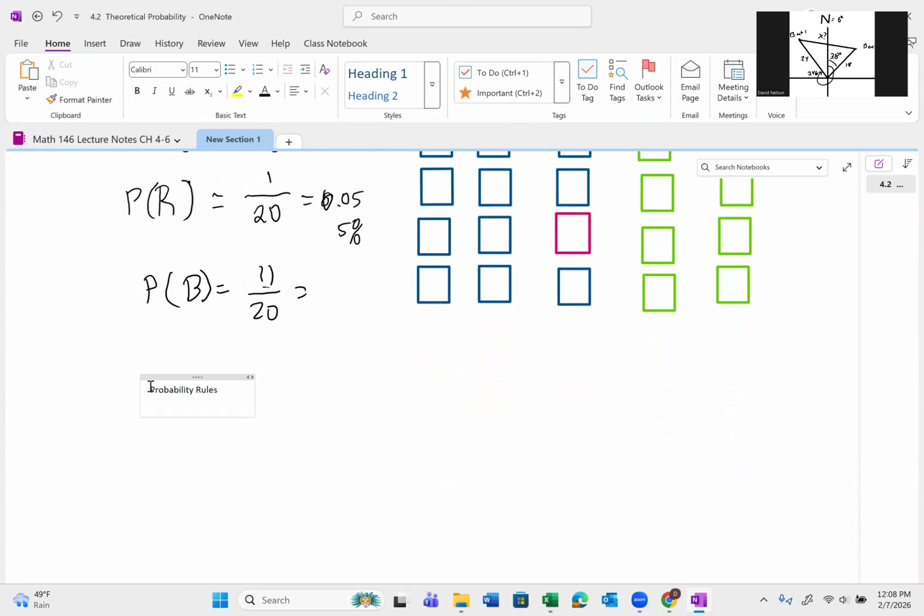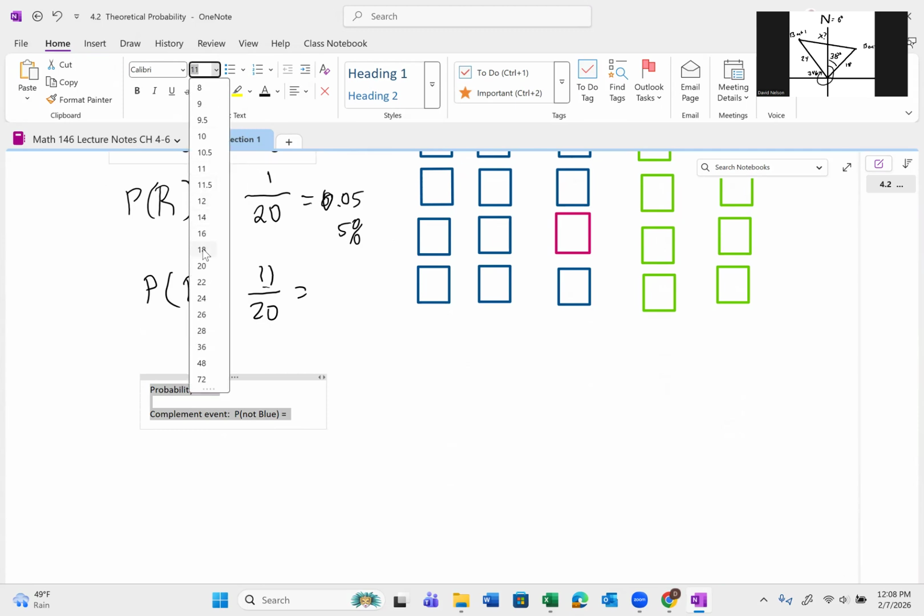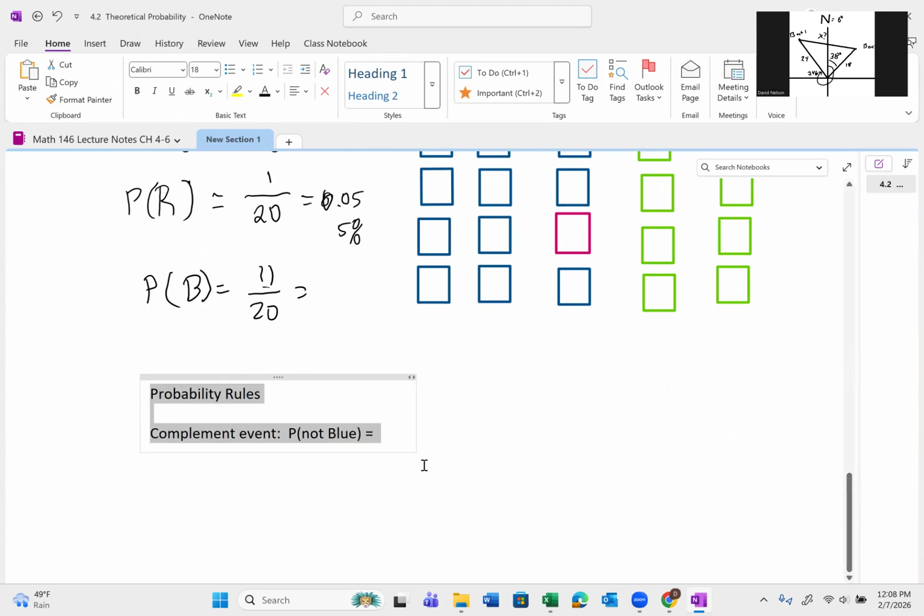That are kind of helpful. We can sometimes talk about the complement event, which would be like the probability of not getting blue. So you look at the probability that you don't come up with blue. Let me look at that. Let's make that a little bigger so you can see it here. There we are. Probability rules. The probability that you don't get blue is 1 minus the probability of blue. B-L-U-E, let's spell blue correctly there. So the complement of the event is 1 minus the probability.